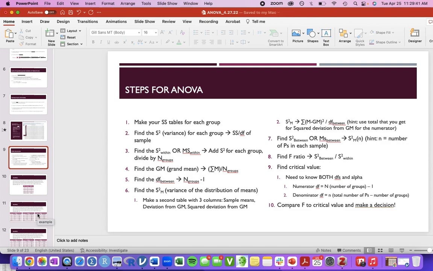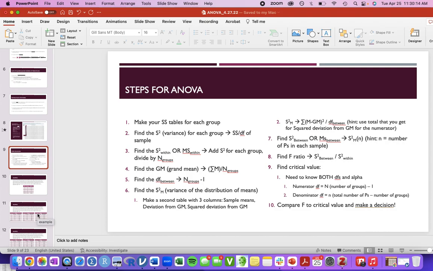Now you'll want to find the variance of the distribution of means. For this, you have to make a second table, but it's much smaller than the first tables that you were making in step 1. So here, you're going to make a second table with 3 columns. You're going to line up your sample means, and your deviation from your grand mean, and your squared deviation from your grand mean. So essentially what you're doing is making a sum of squares table for just your sample means.